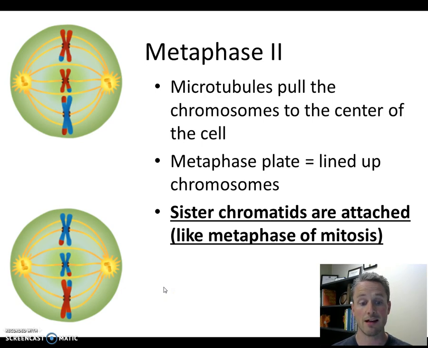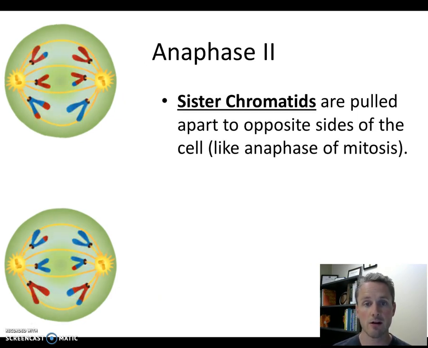All right, once we've lined up the chromosomes, we can enter anaphase II. Here, we separate the sister chromatids. The sister chromatids are pulled apart to opposite sides of the cell. Here we can see that happening. They make that V shape as they're pulled through the cytoplasm. And that's just like anaphase of mitosis.